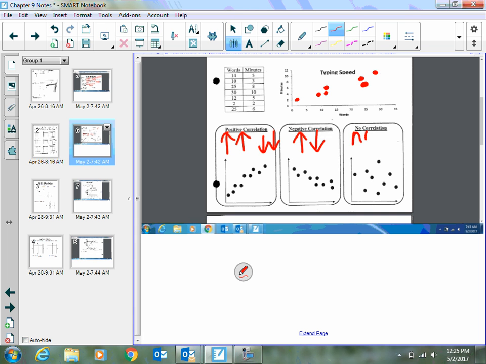Okay, and no correlation is something like this where the dots don't form anything. There's no relationship. This one's pretty easy because you can just pick two random things that don't affect each other. Like temperature does not affect how well you sleep.